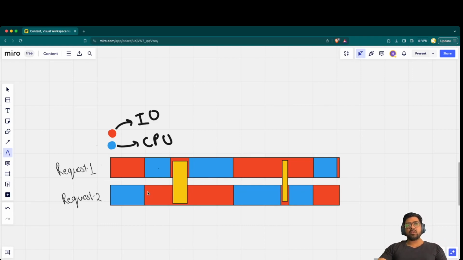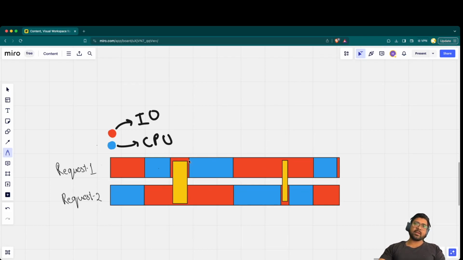I have to go make an IO call. So the CPU says okay, go. Now it has time, so it switches to request number 1 and starts processing the request. Request number 1 also says, I have to make some IO calls, let me get back to you on this. So now the CPU has some idle time. Resources are being saved.